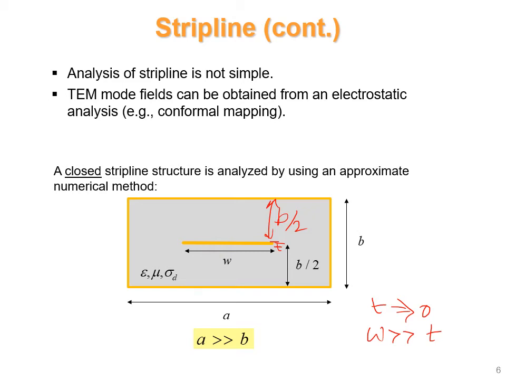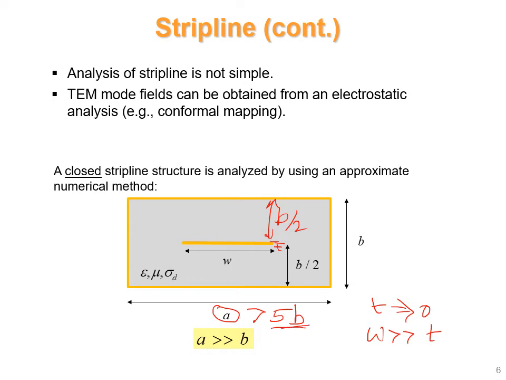Then how much greater should it be? It should be 5 times. It is indicated by A. A must be minimum greater than 5 times of B. What is B? B is the total height of a dielectric material. So minimum A must be greater than 5 times of B.